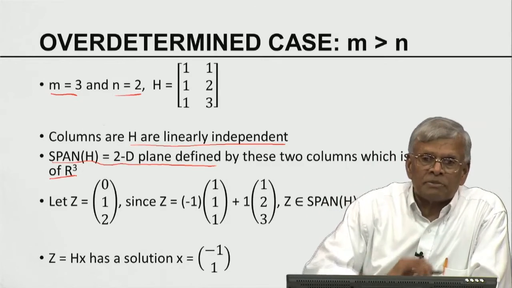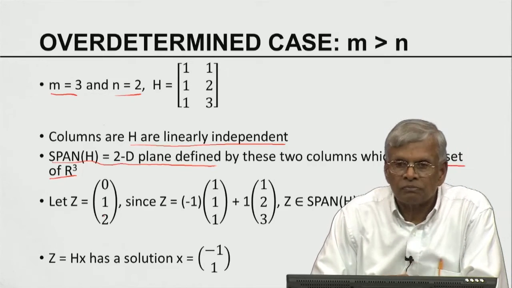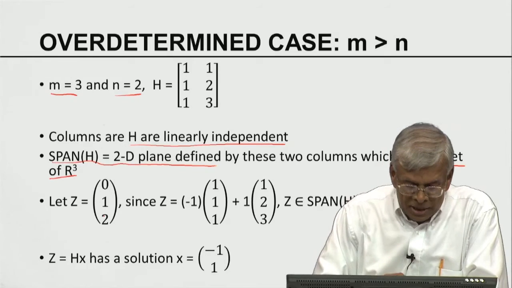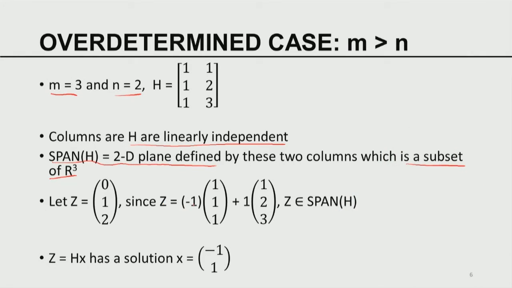Now let us consider that I have an observation which is 0, 1 and 2. This vector z can be expressed as minus 1 times the first column plus 1 times the second column. We can see z can be expressed as a linear combination of the two columns. That means z belongs to the span of H. If z belongs to the span of H, the equation z equals Hx has a unique solution: x0 is equal to minus 1, x1 is equal to plus 1. So this is a case where I can solve an overdetermined system, but seldom does such a case arise in practice.